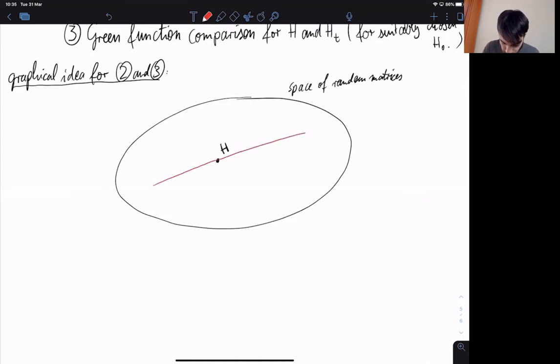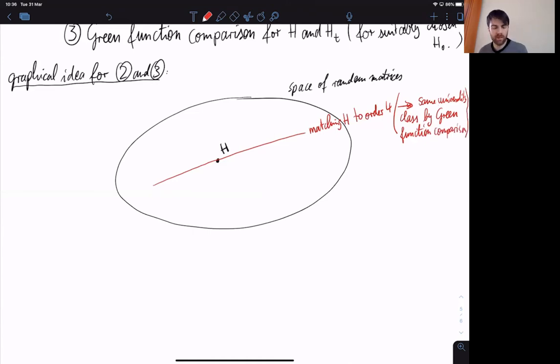So maybe I write here, matching H to order 4, and then one can believe that that's the same universality class. This is of course not completely precise. We have not proven this yet. Same universality class, but then one can use something like this Green function comparison. Okay, so that's what we understand, and then we have this kind of Gaussian flow.